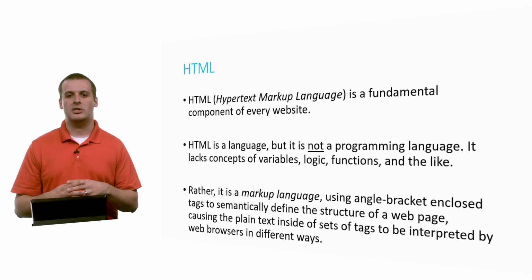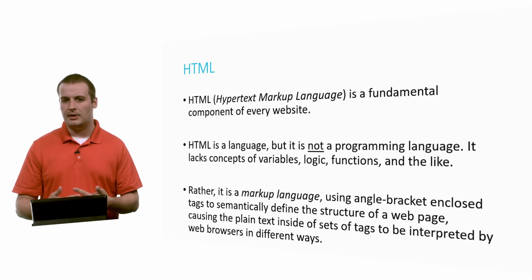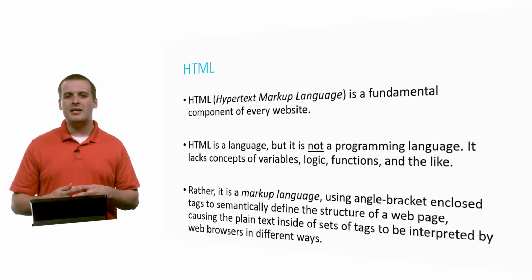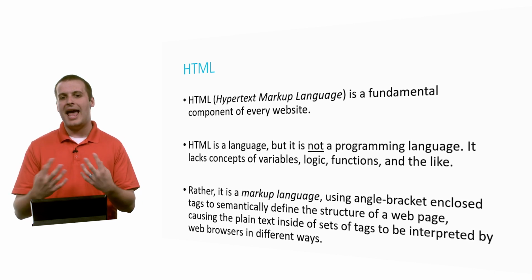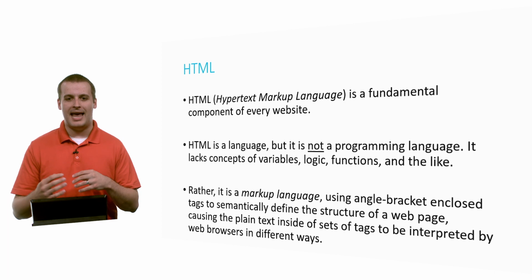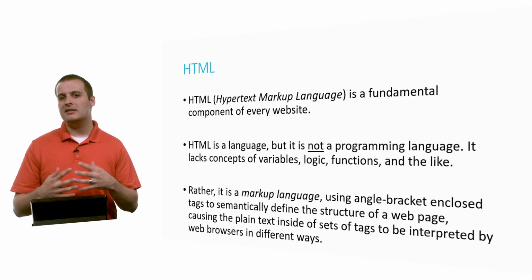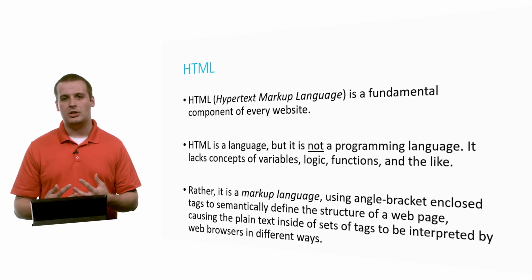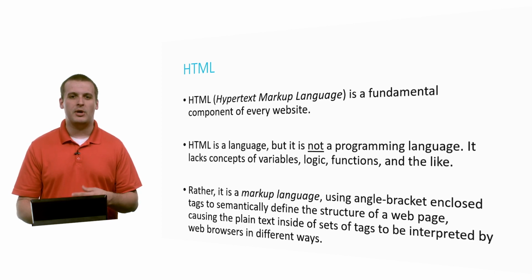HTML is just used to mark up text. It's called a markup language. And what this does, this markup, we use tags in HTML, and these tags, this markup, semantically defines the structure of a page and causes the plain text that exists between tags to be interpreted by browsers in different ways. And perhaps it's best to explain this by way of an illustration.